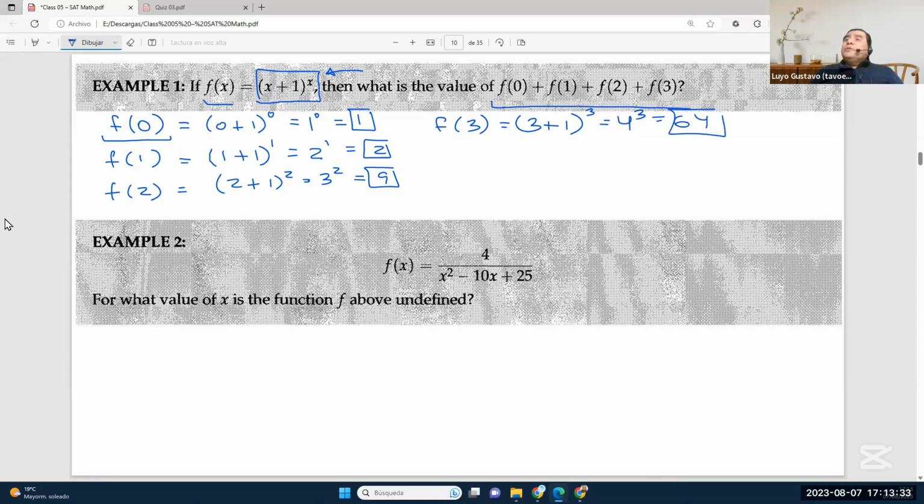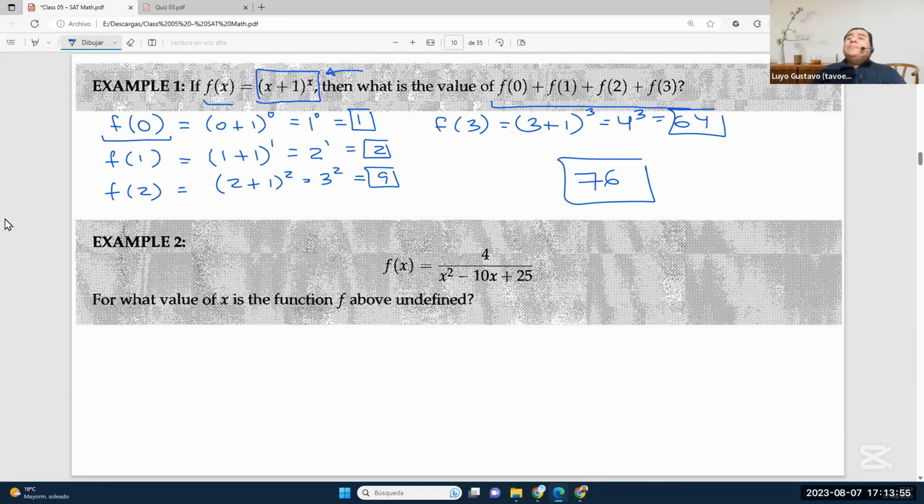Okay, what is the answer to the question then? Is the sum 1 plus 2 plus 9 plus 64? In other words, 76. The sum of the 4 values. All right, so that is the way you work with functions and expressions with functions.